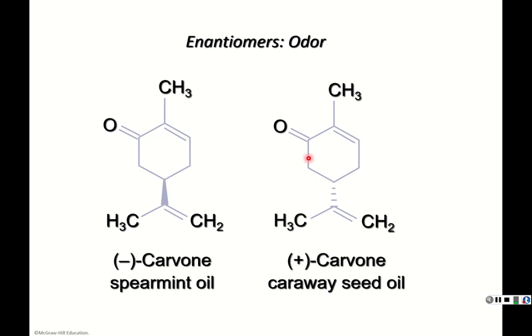Any carbon that's bonded to four different things is going to be chiral. So for this chiral carbon here, just changing the chirality at that carbon, you go from something that smells like spearmint to something that smells like caraway seed. That very small change can have a very big effect on how this is perceived in our body. That's because enzymes and receptors for signals have active sites that are very specific for the molecules. Only a certain molecule in a certain shape can fit in them.